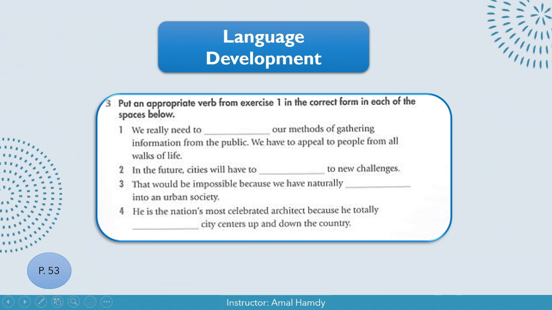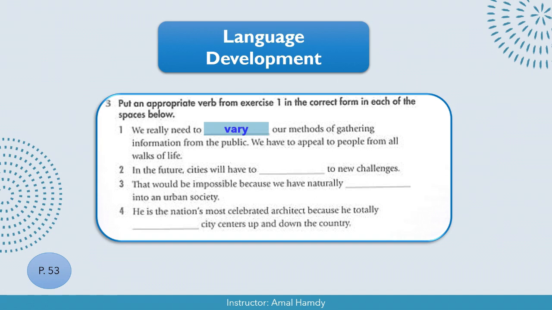Number 1, we really need to blank our methods of gathering information from the public. We have to appeal to people from all walks of life. As we said, we could simply use the word change here, but we want to use something specific, something academic. So we really need to do what? To vary our methods of gathering information, because he is talking about appealing to people from all walks of life, meaning from different social strata. So vary is related to different things.